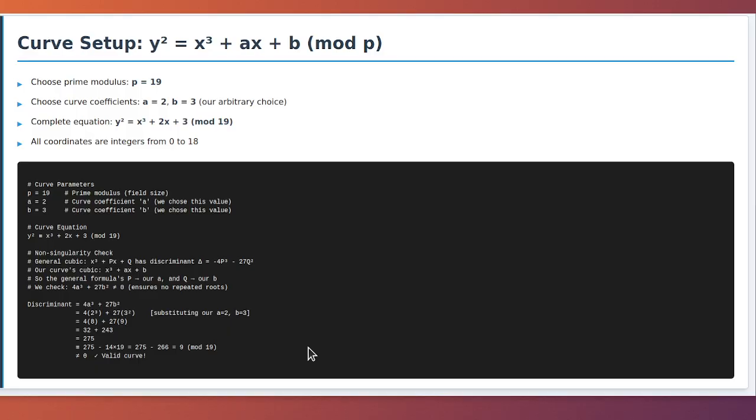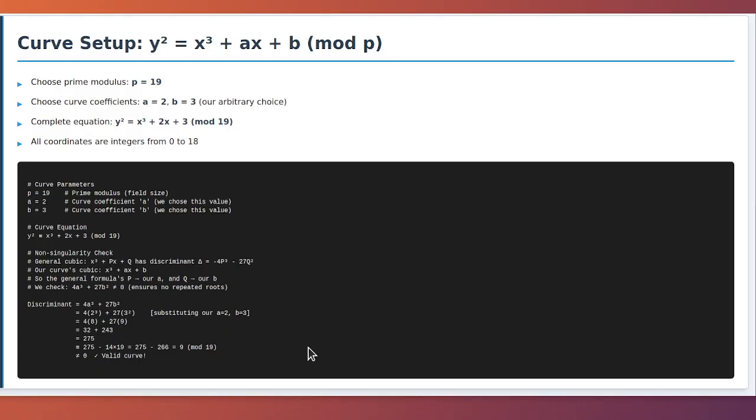So the discriminant becomes negative 4a cubed minus 27b squared, or we can just check that 4a cubed plus 27b squared is not 0. For our specific curve with a equals 2 and b equals 3, let's compute. 4 times 2 cubed is 32, and 27 times 3 squared is 243. Adding these gives 275. When we compute 275 modulo 19, we get 275 minus 14 times 19 equals 275 minus 266 equals 9. Since 9 is not 0, our curve is valid and non-singular.